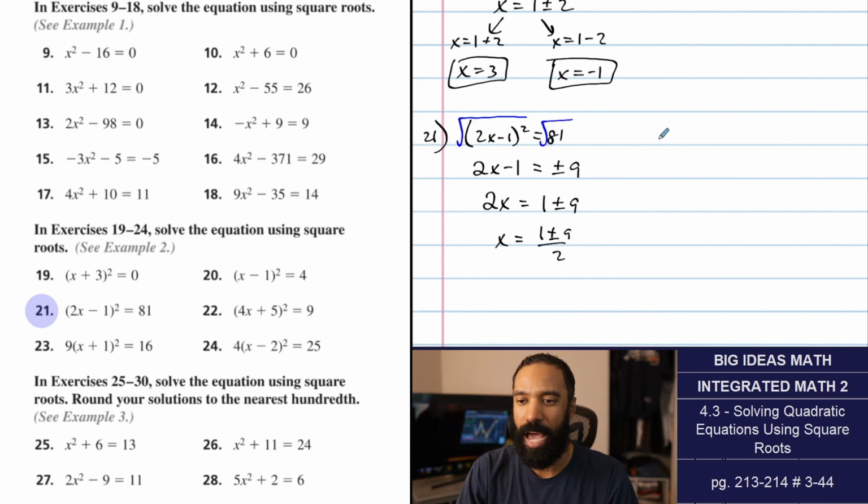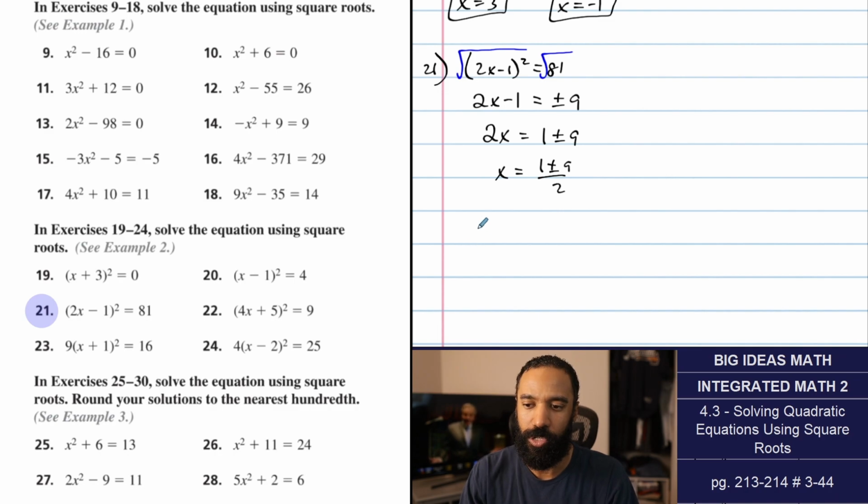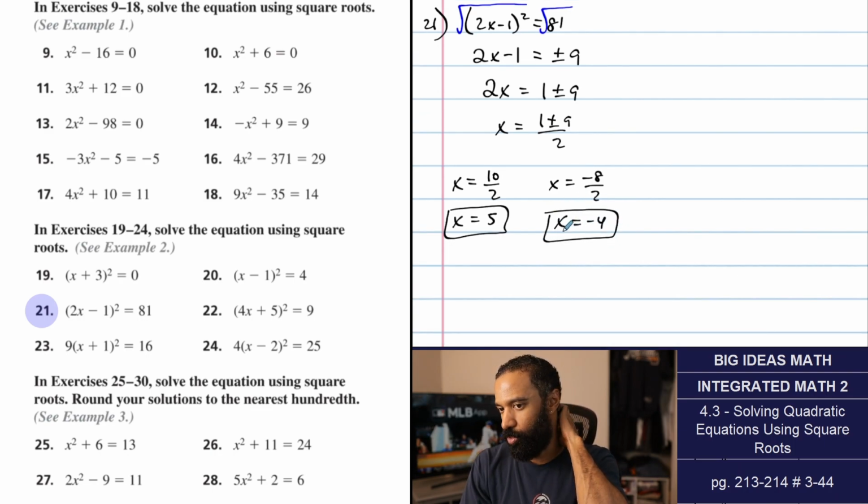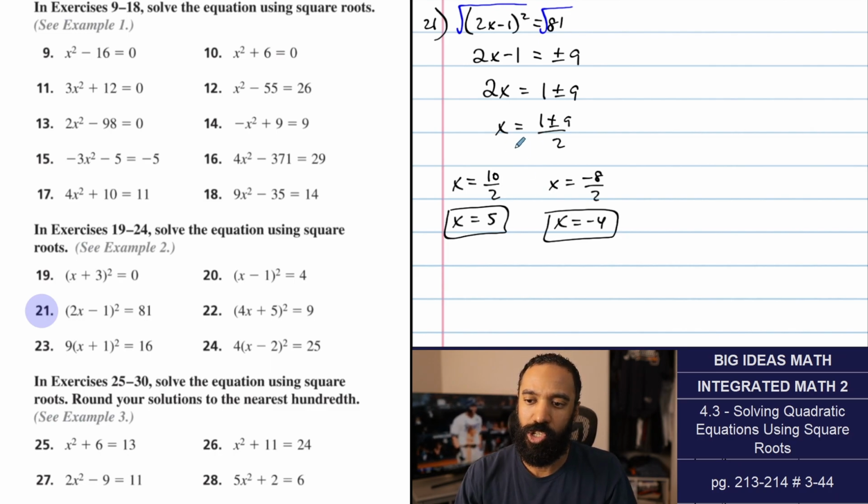And once again, we kind of want to write out what those 2 solutions are. There's 1 plus 9 over 2, which is 10 over 2, or 5. And there's 1 minus 9 over 2, which is negative 8 over 2, or negative 4. Those are the 2 different possible solutions based off of that split that set up those 2 conditions.